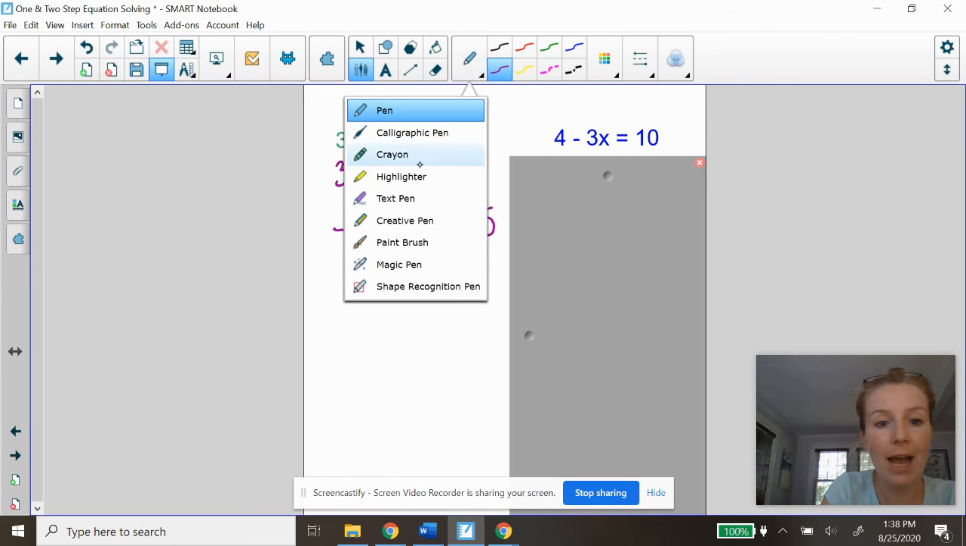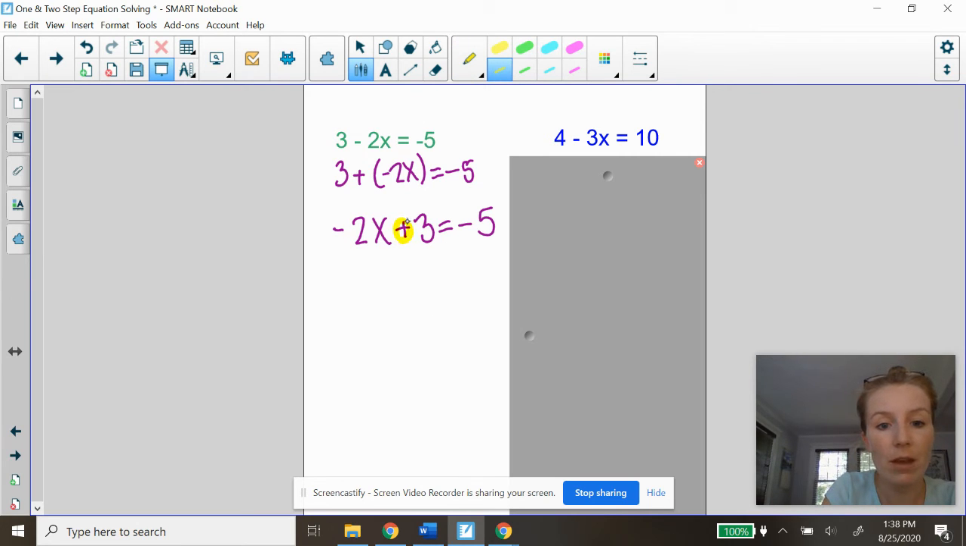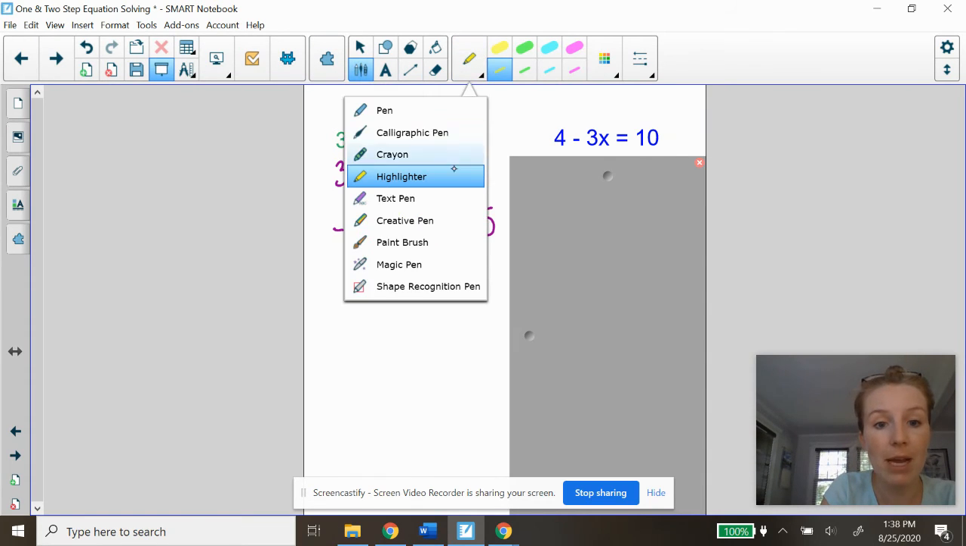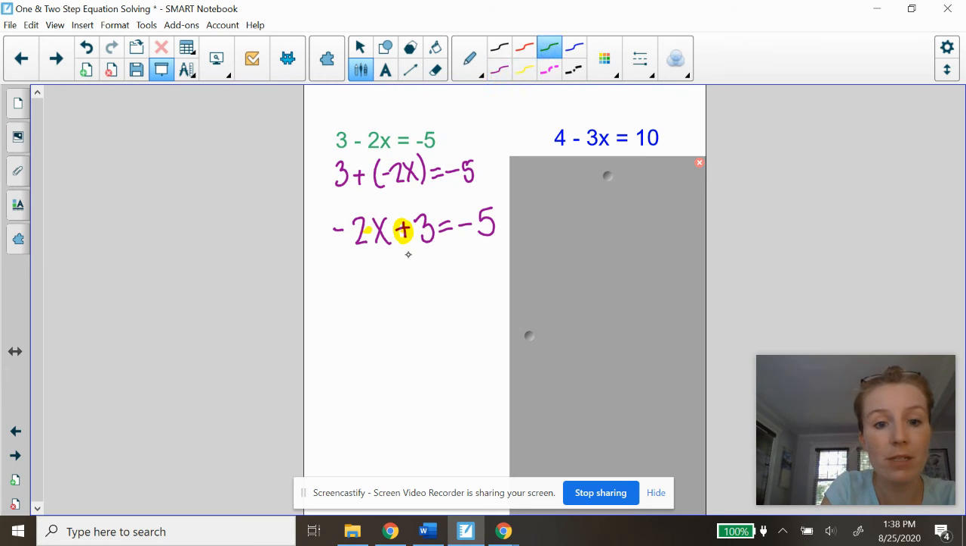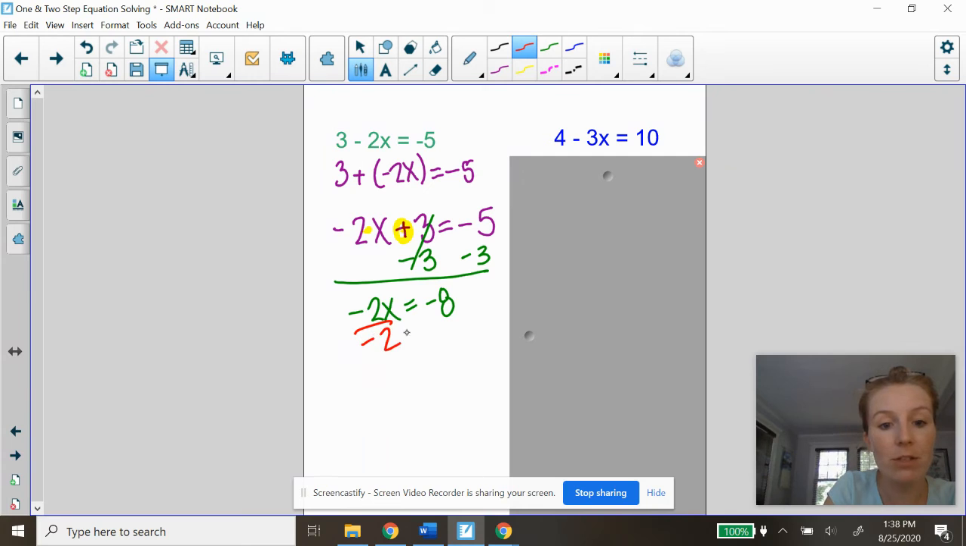I then see that I have my two operations going on. I have addition and I have multiplication. I know I'm going to go according to backwards PEMDAS, which means I first need to subtract 3 from both sides. When that happens, I'm left with negative 2x equals negative 8. And now I'm going to divide by negative 2 on both sides. So my answer is going to be x equals positive 4.